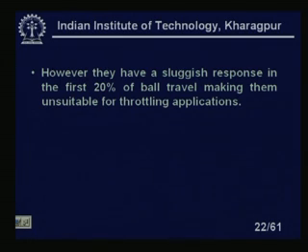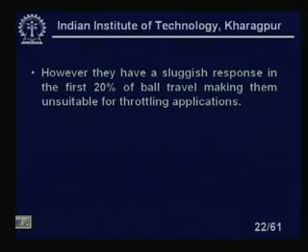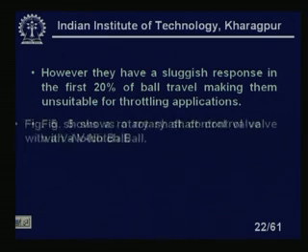Okay, continuous throttling is not necessary. Either you can stop it on or off, in that type of situation I can use it, but continuous control of the liquid is not possible because of this inherent problem that they have a sluggish response in the first 20% of the ball travel, that means the stem travel, making them unsuitable for throttling applications.